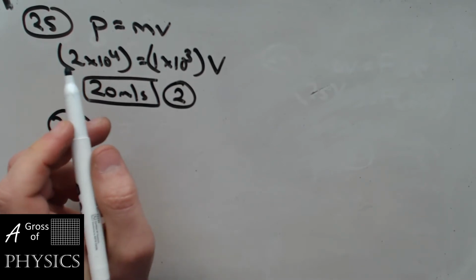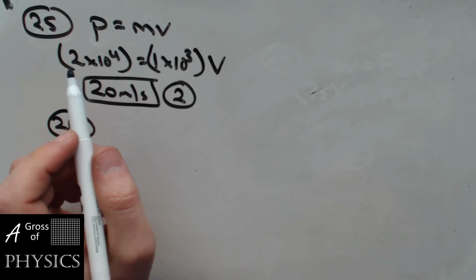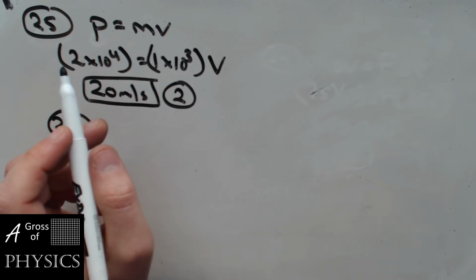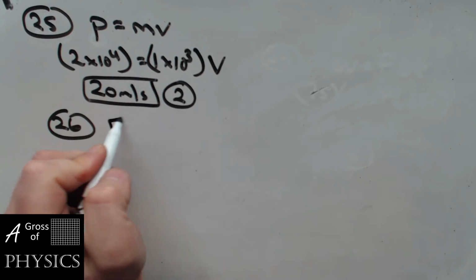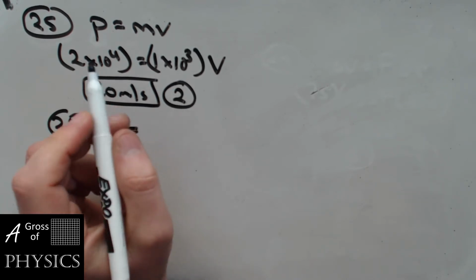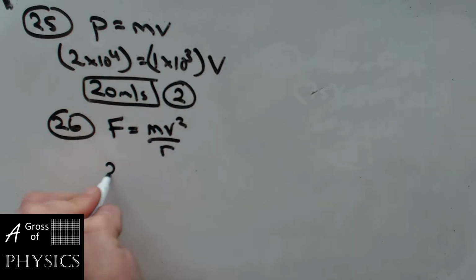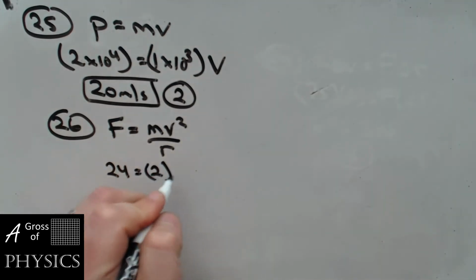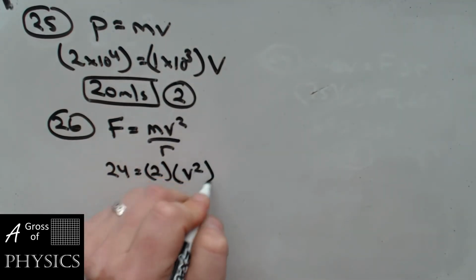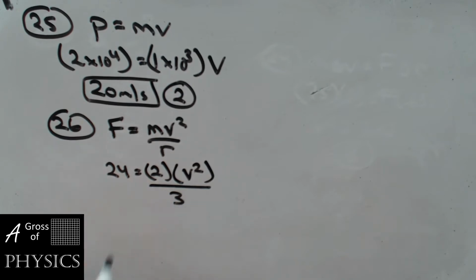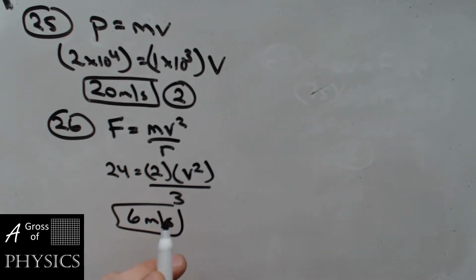26. All right, we have the same picture we had before. We want to know the speed of the cart. So we have the force, and we know the radius and the mass, so it's mv squared over r. 24 equals 2 v squared over 3. So 24 times 3, cross multiply, divided by 2, square root, 6 meters per second, which is choice 1.